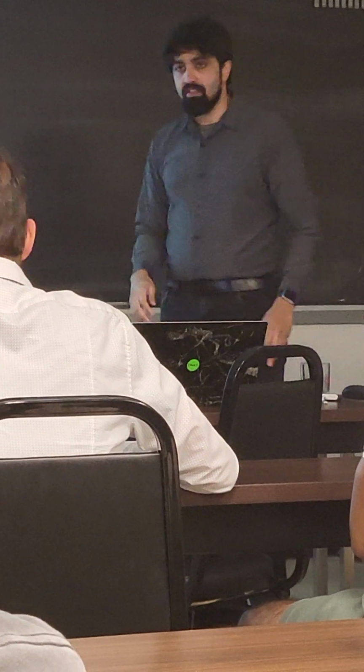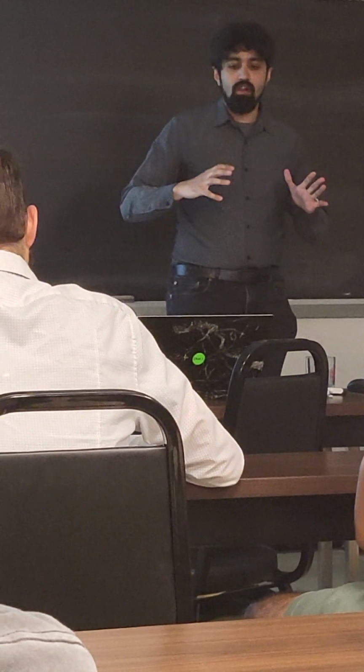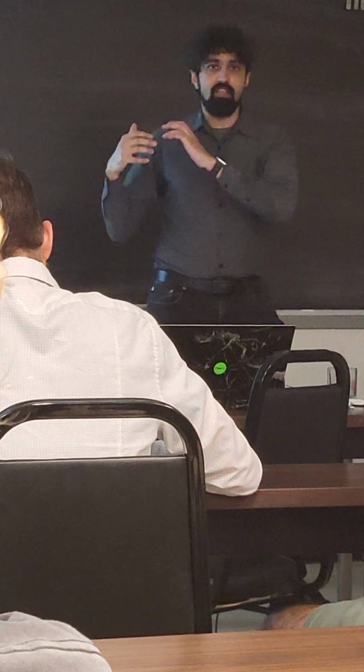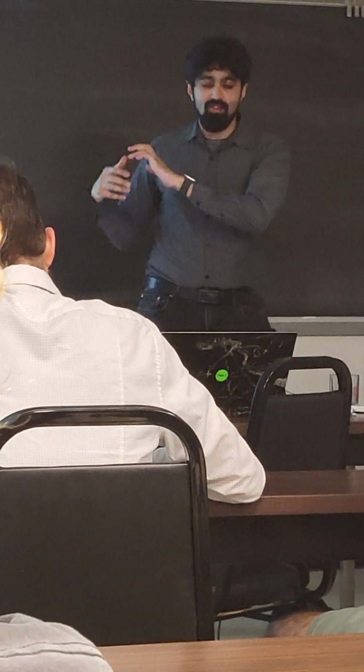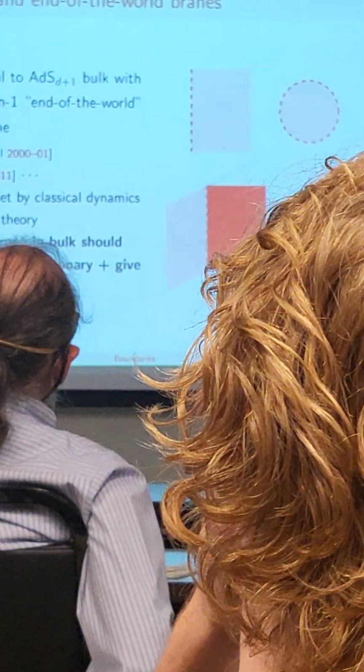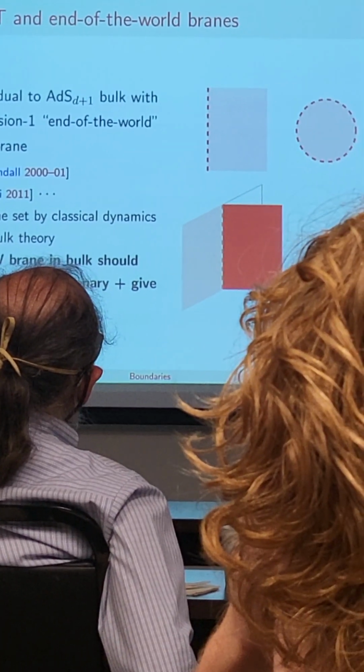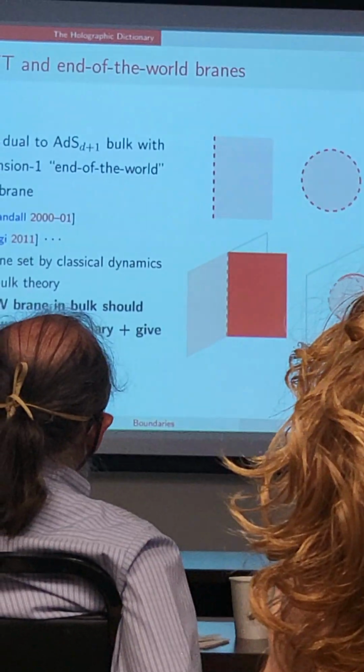So how do I think of a BCFT holographically? Well, you might want to try and introduce a boundary into the AdS D+1 bulk. And so that's what we do. We add in this thing that we call a codimension 1 end of the world brane, which basically cuts off the space-time.